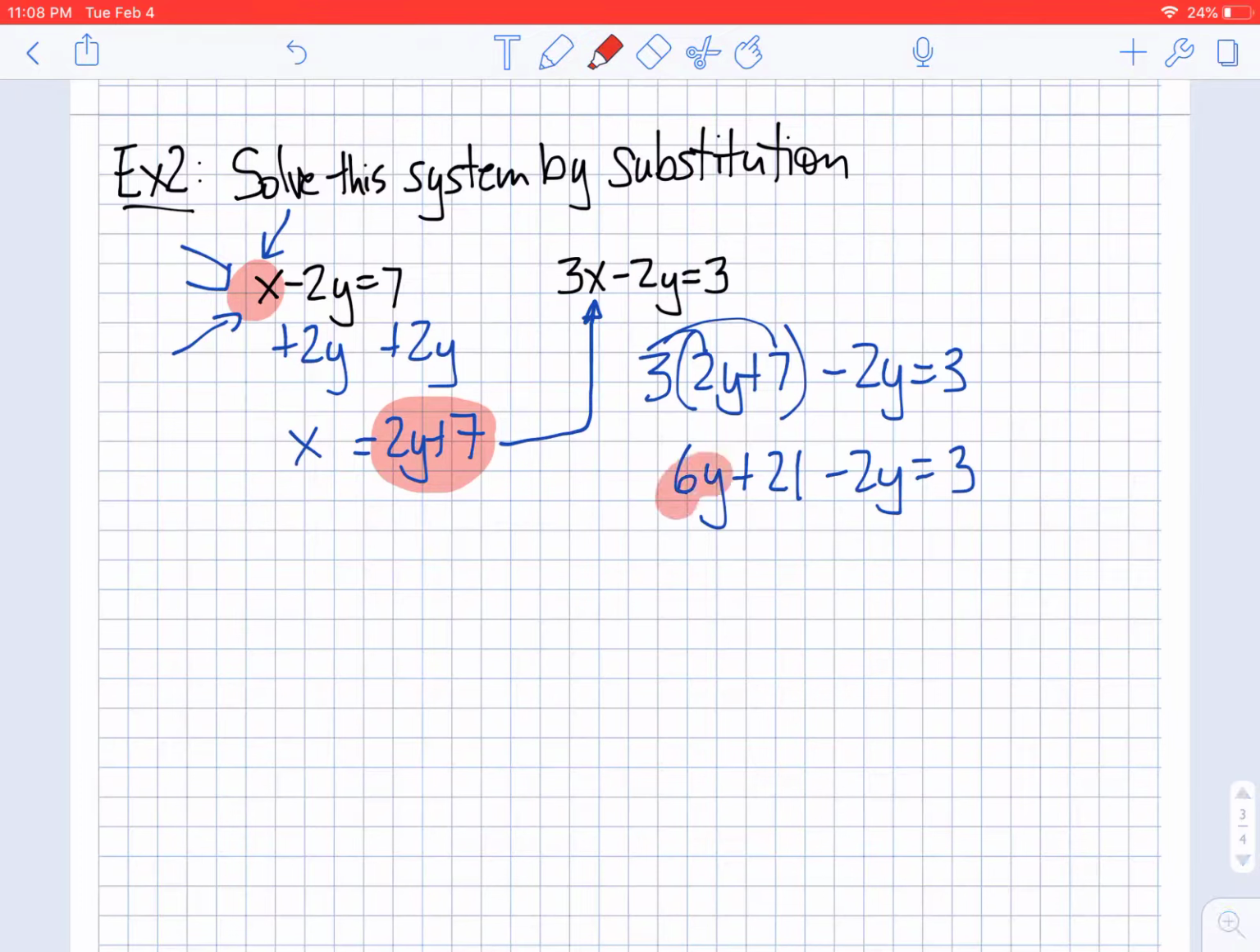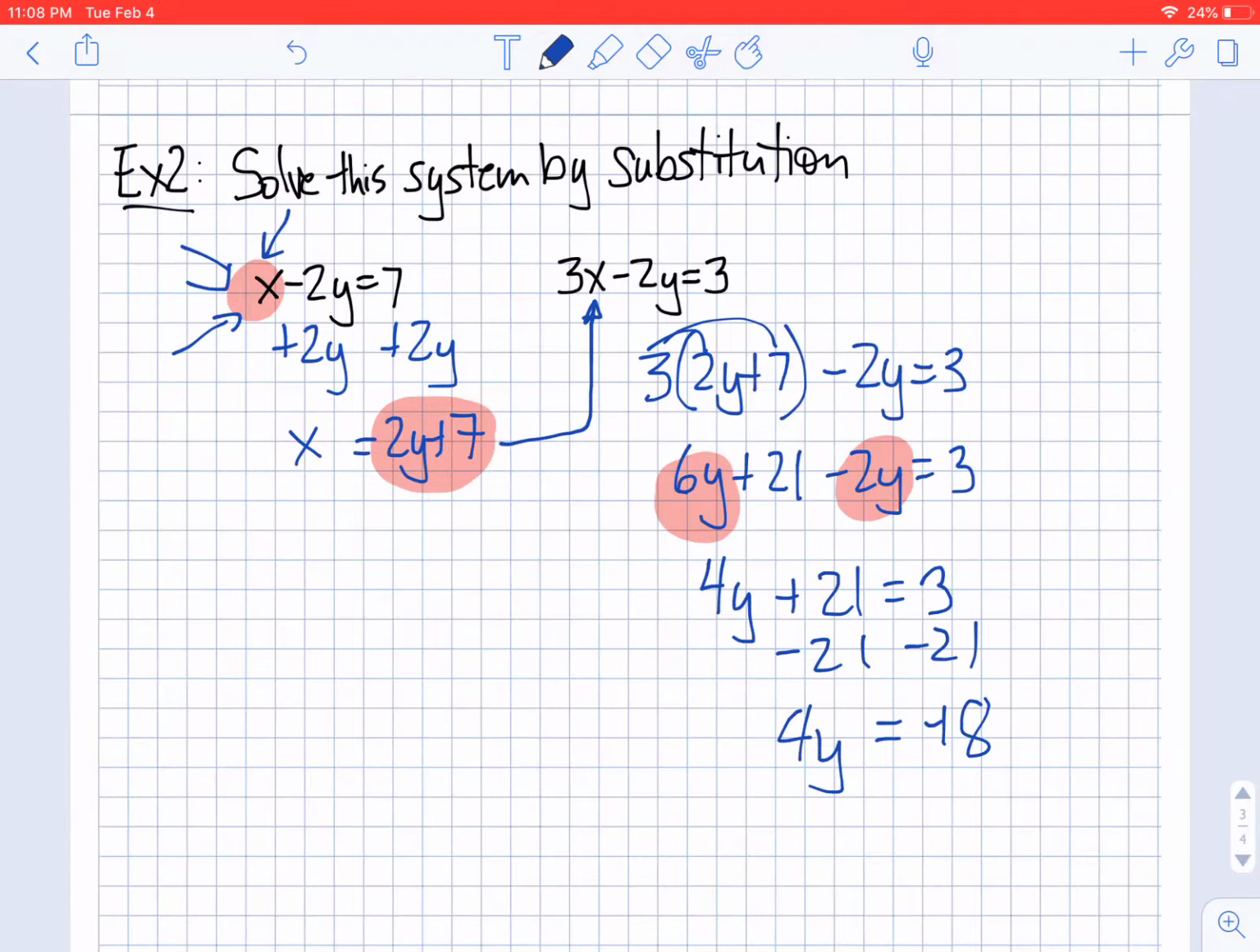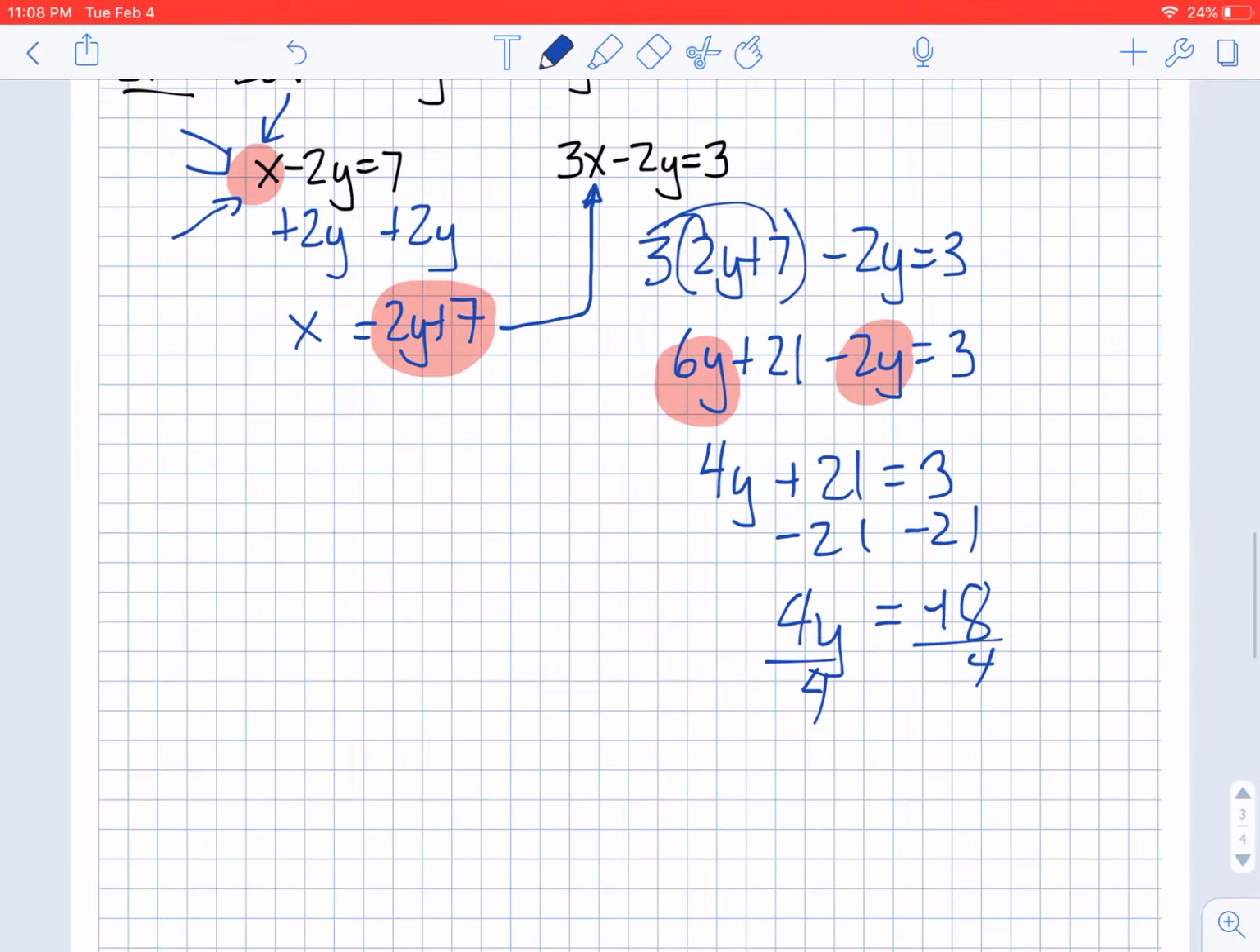All right, I look on this left side of the equation. I have two y terms that I need to put together, a 6y and a negative 2y. I believe that gives me 4y plus 21. Finally, I'm going to subtract 21 from both sides. And we get 4y is equal to negative 18. Divide both sides by 4. We get y is equal to negative 9 halves, because 18 over 4 reduces.